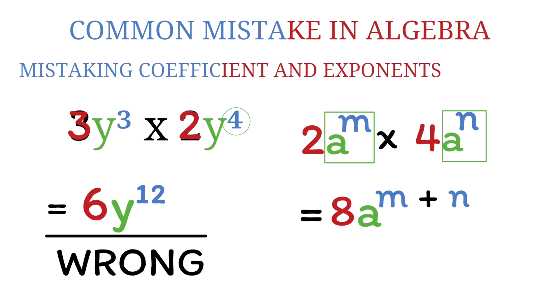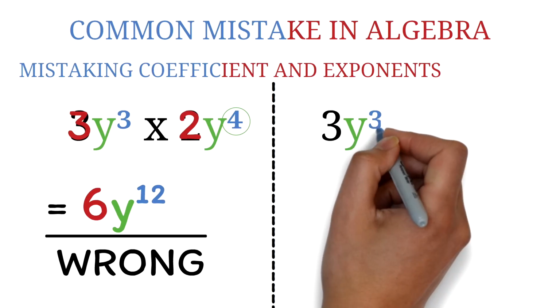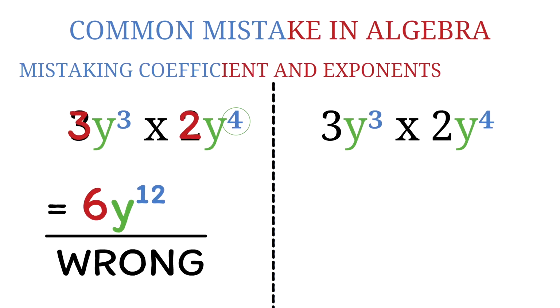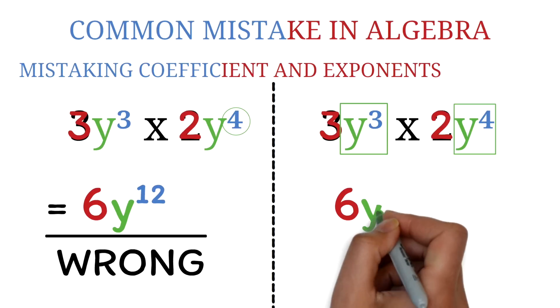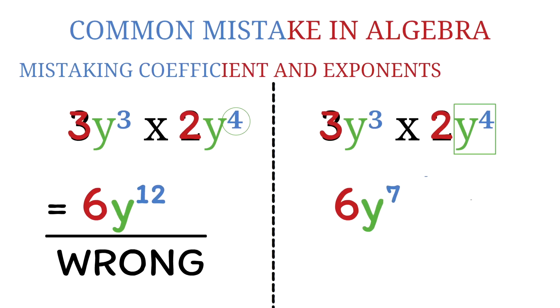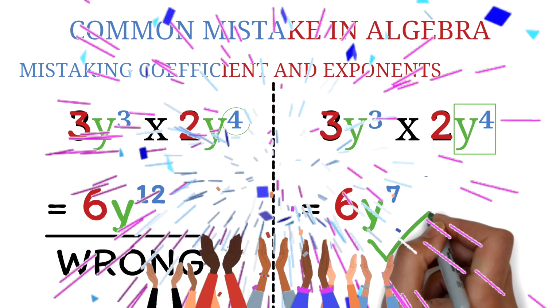Then for the variables with exponents, if the variables are the same, we keep the variable and add the exponents. So to solve our expression, 3y to the power 3 times 2y to the power 4, we multiply the coefficients 3 times 2 to give us 6. Then for the variables with exponents, since the variables are the same y, we keep the variable y and add the exponents 3 plus 4 to give us 7. Thus, our expression becomes 6y to the power 7. Our correct and final answer.